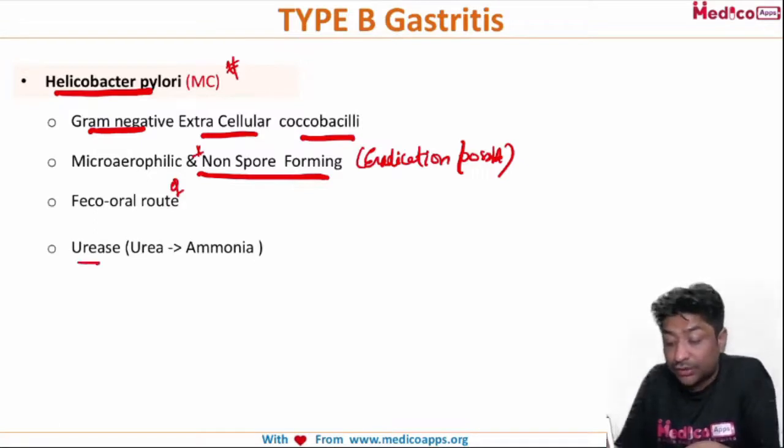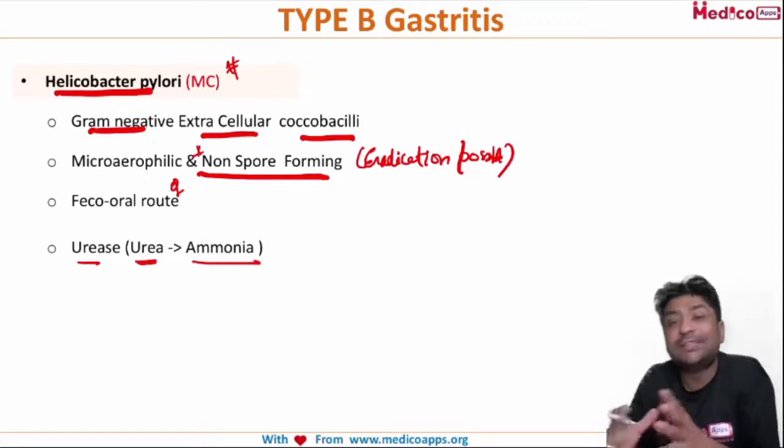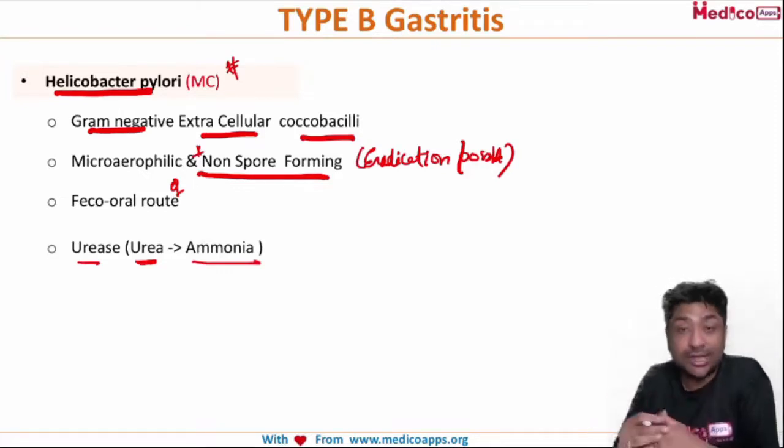And what is the function of this urease? It will split urea into ammonia. So these are a few important points about H. pylori. What is the mechanism by which it causes gastritis or gastric ulcer? Basically, what happens when ammonia is formed because of this urease enzyme?